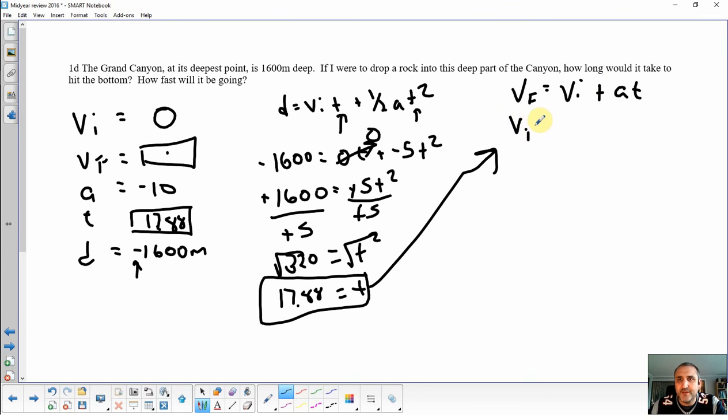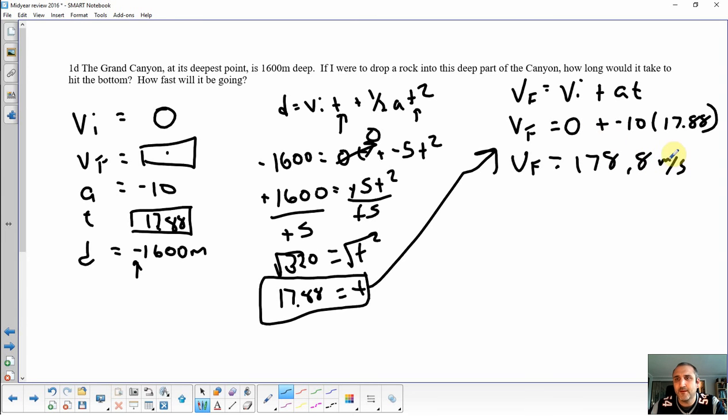We don't know the VF, but we do know the VI. We do know the acceleration, and we do know the time. And again, I love using negative 10 because it just means we move the decimal place over. So the final velocity is going to be 178.8 meters per second, with a big old negative there, because again, it is going down, and the negative means it's a vector, which means we're dealing with something going in the negative direction.